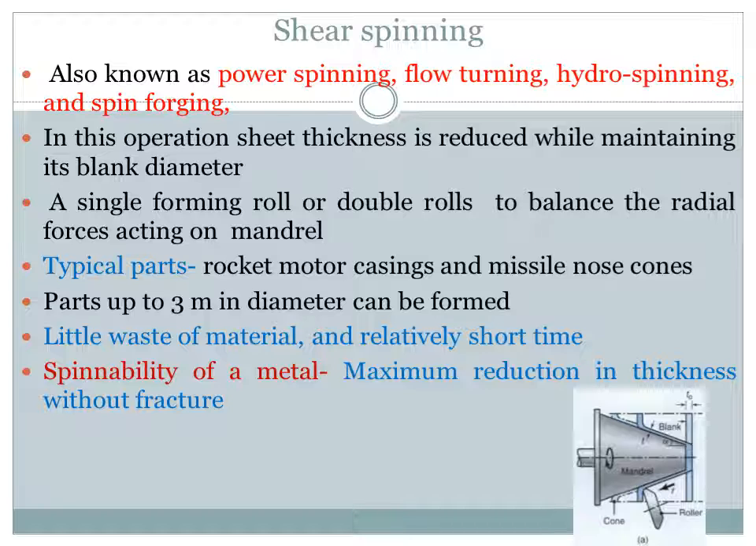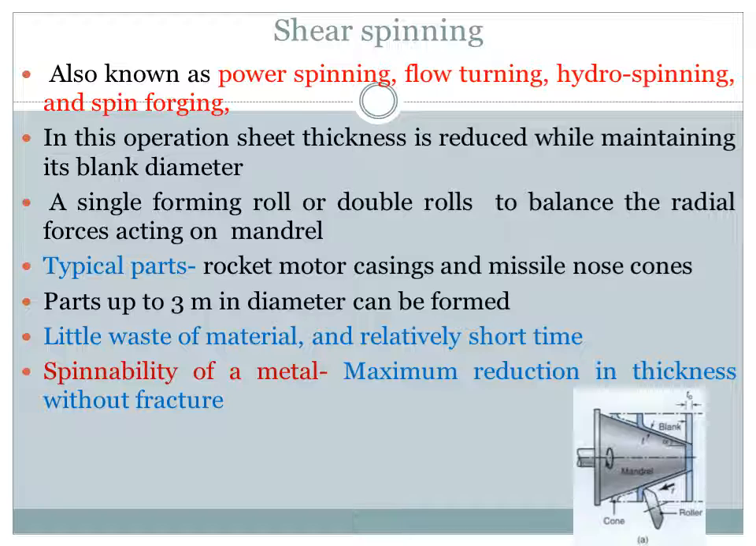Because the sheet metal thickness is reduced, that is why it is called power spinning. A lot of energy is required to reduce the thickness of the sheet at room temperature. That is why it's also called flow turning or hydro spinning or spin forging. It's like a forging operation where the thickness of the metal is reduced. And in this operation, the sheet thickness is reduced while maintaining its blank diameter.